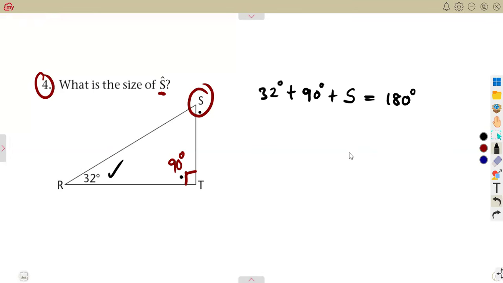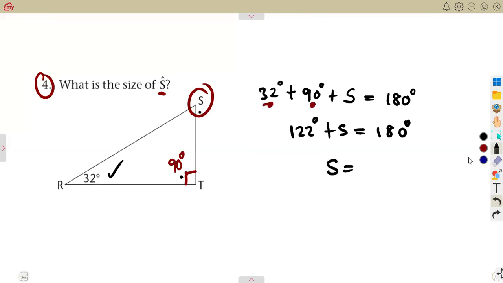So thus we can obtain our angle S. So that was going to be 122 degrees. If you add these two, perform your addition here. You add this to this one. That was going to be 122 degrees plus angle S is equal to 108 degrees.